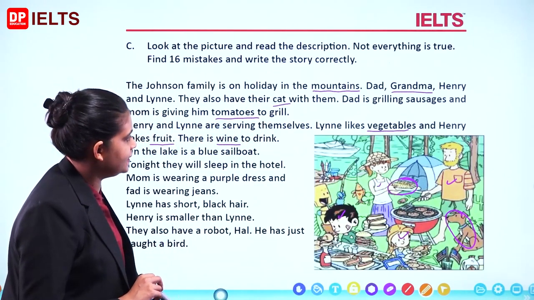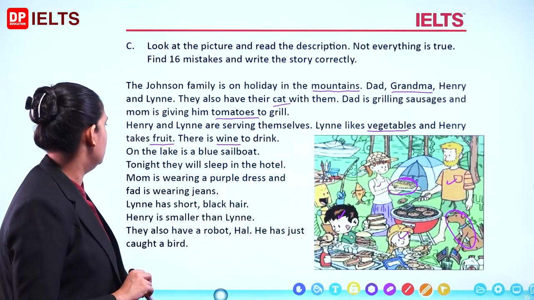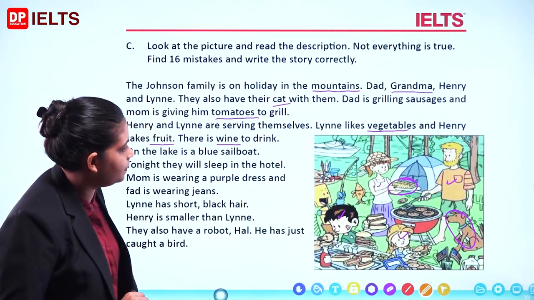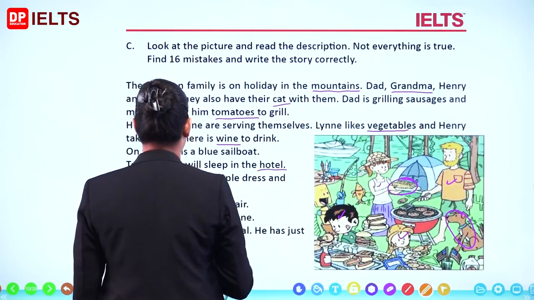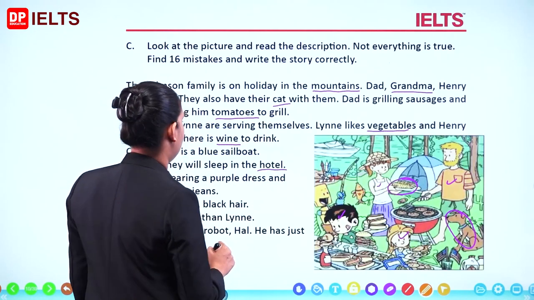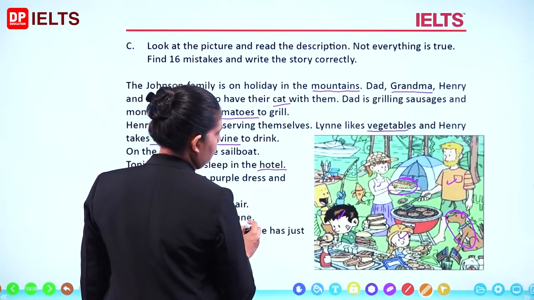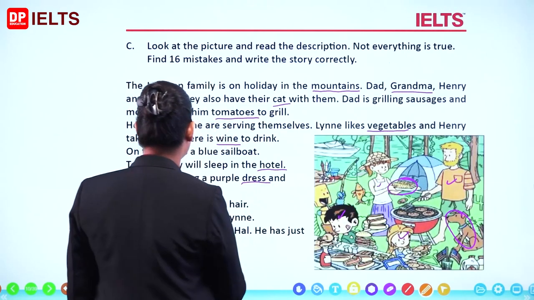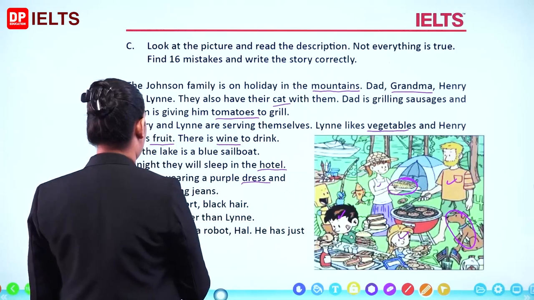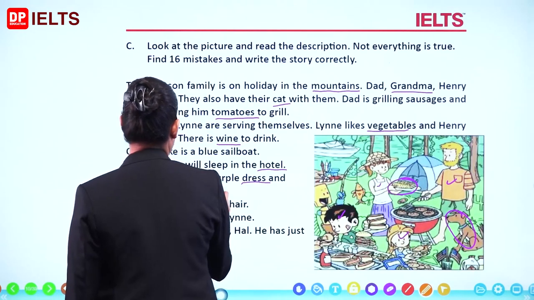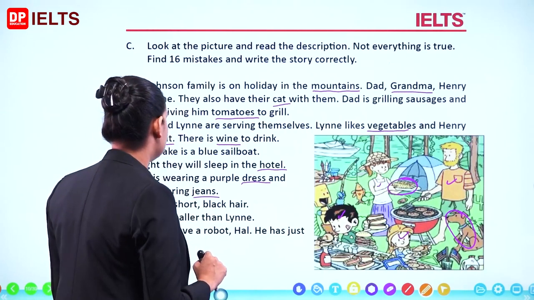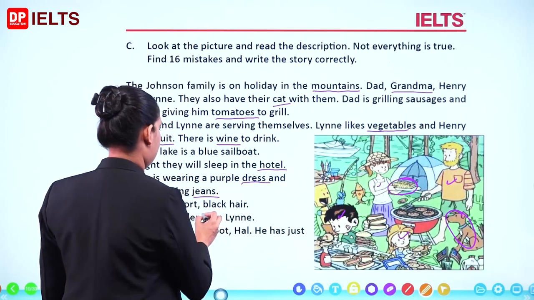On the lake is a blue sailboat. Tonight they will sleep in a hotel. Think about it. Mom is wearing a purple dress. No. Dad is wearing jeans. Lynn has short black hair.